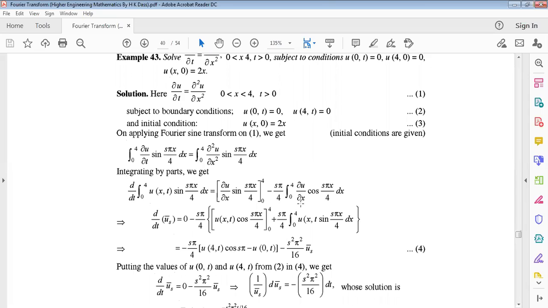Again integration: del u del x integration will be u(x,t) cos s pi x minus, by parts, u into v integration. This integration of del u del x will be u(x,t). Remember it. The order of the first-order derivative will be decreased. It will give only the function u(x,t). Then this cos, this cos.